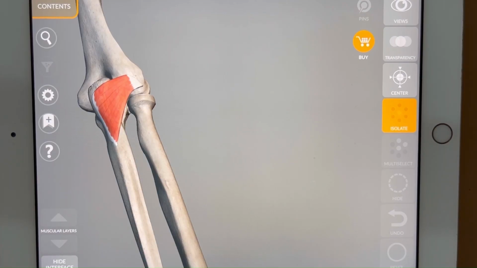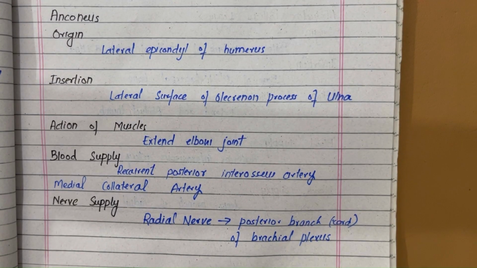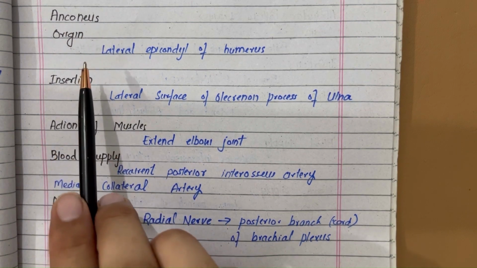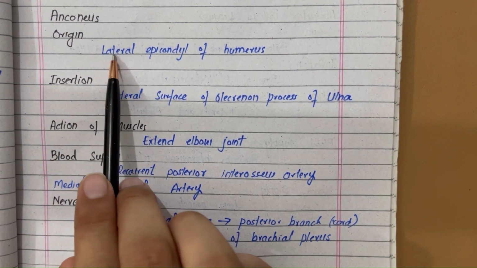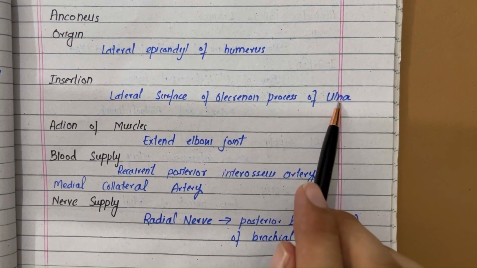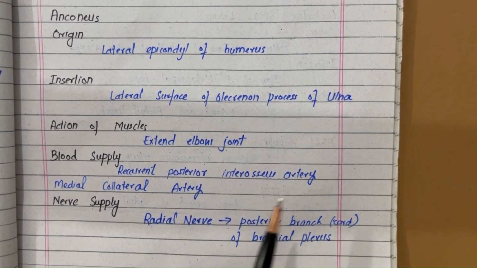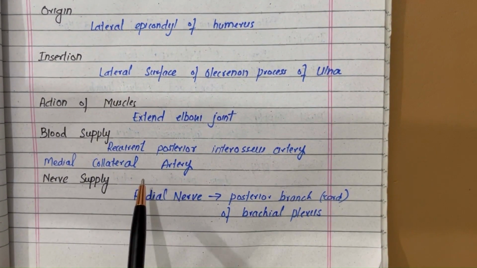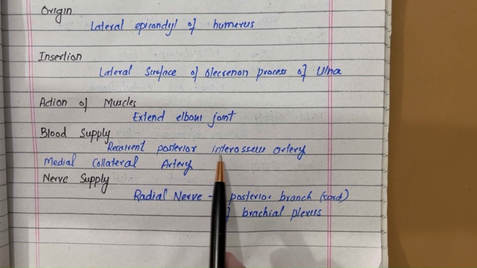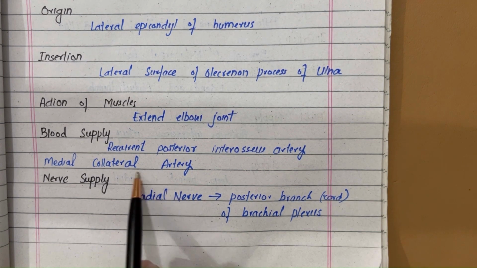Now student, moving toward the action of the anconeus muscle. So it plays an important role in the extension of the elbow joint. Now student, as we have discussed the anatomy of the anconeus muscle, here we will overview this muscle as it originates from the lateral epicondyle of the humerus bone and inserts into the olecranon process of the ulna. It plays an important role in the extension of the elbow joint. Student, the anconeus muscle is supplied by the recurrent posterior interosseous artery. Student, this muscle is innervated by the radial nerve.